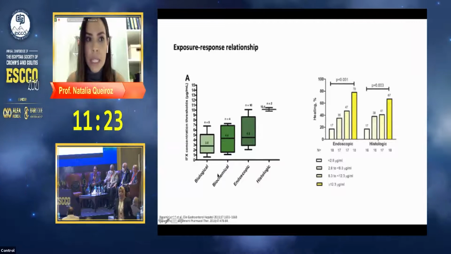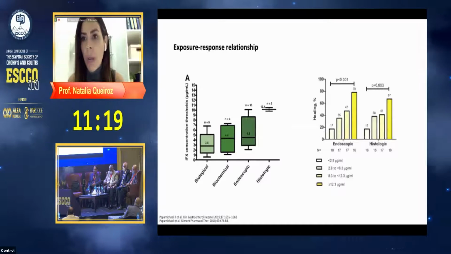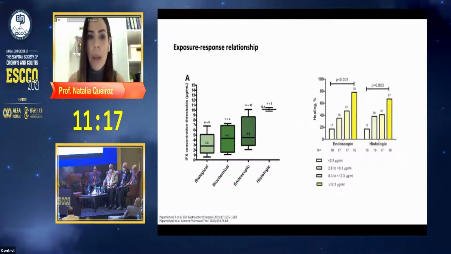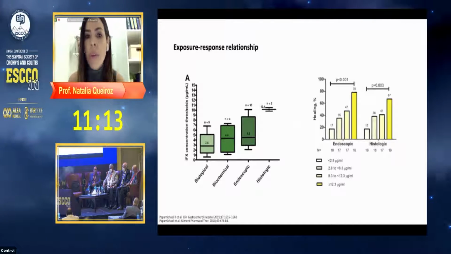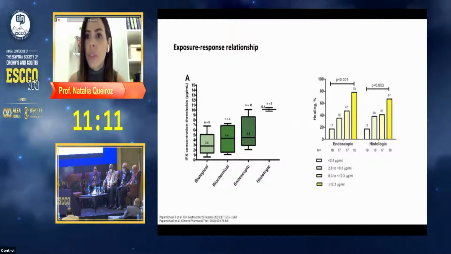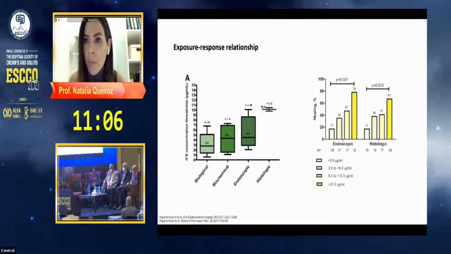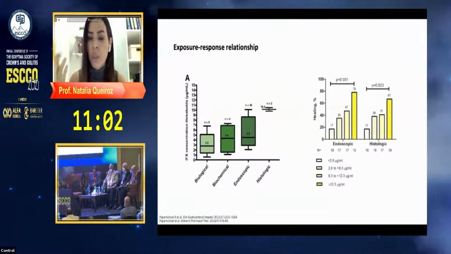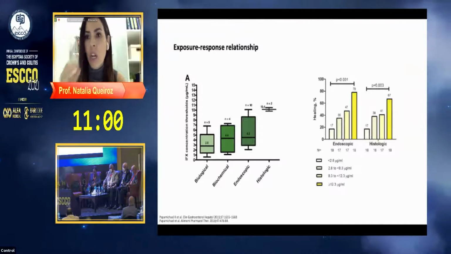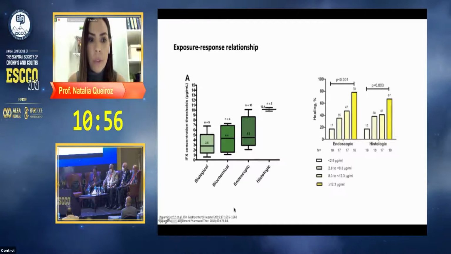In addition, it has been clearly demonstrated for all biologics, including ustekinumab and vedolizumab, an exposure-response relationship with high drug levels associated with improved outcomes. And the more ambitious the outcomes, so if we are aiming for mucosal healing, histological healing, closure of fistulas, the higher the drug levels we need.